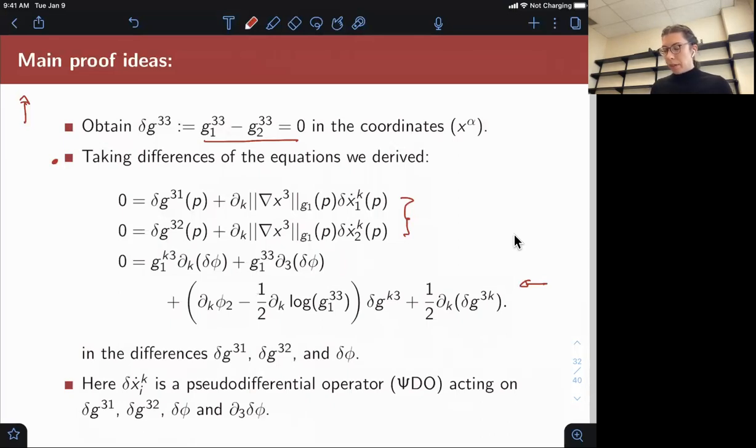Okay, so now I'm left with, instead of solving for 4 functions, I'm now solving for 3 functions, 2 of which are the difference of the metric components, and one is the difference of the conformal factors on the surfaces. And as I mentioned earlier, this delta x term that appears here is the difference in the conformal coordinates on each of these surfaces. And this happens to be a pseudo-differential operator, which is unfortunately acting on all the things that I'd like to solve for.